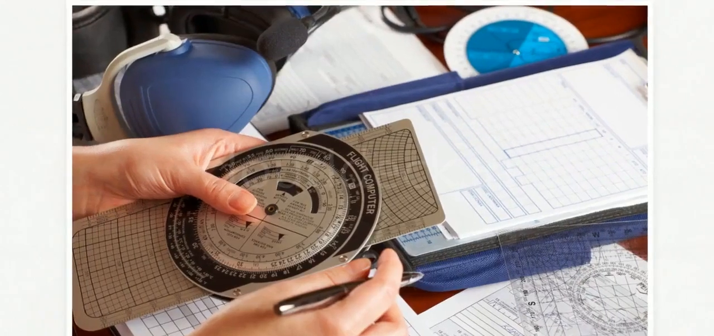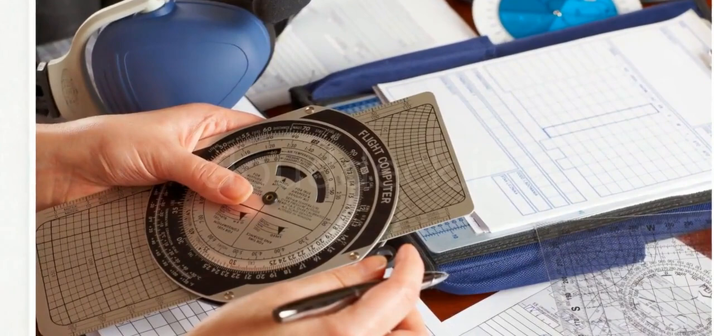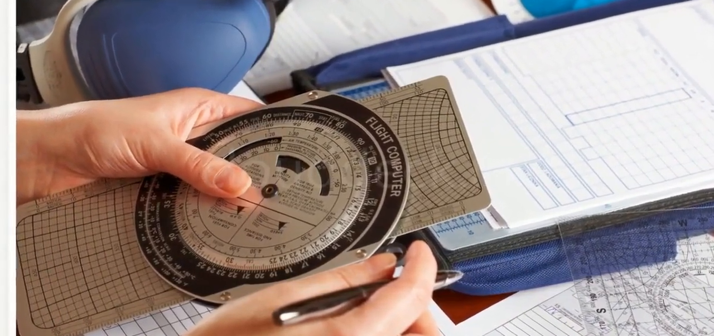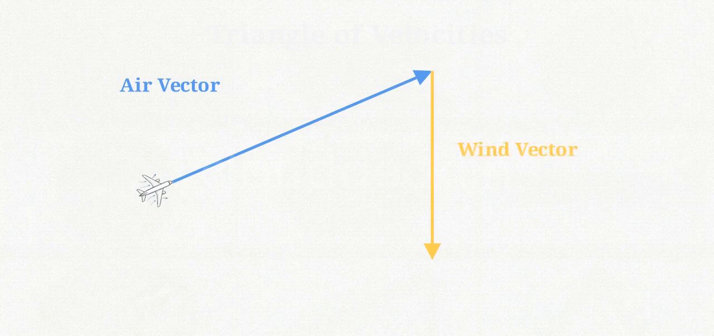To avoid mid-air corrections in the first place, we use dead reckoning. This is the math done before takeoff to anticipate wind drift. Dead reckoning requires solving the triangle of velocities. We start by mapping the air vector, which represents the aircraft's intended heading and its true airspeed. Next, we map the environmental wind vector. This is the speed and direction of the air mass pushing against the aircraft.